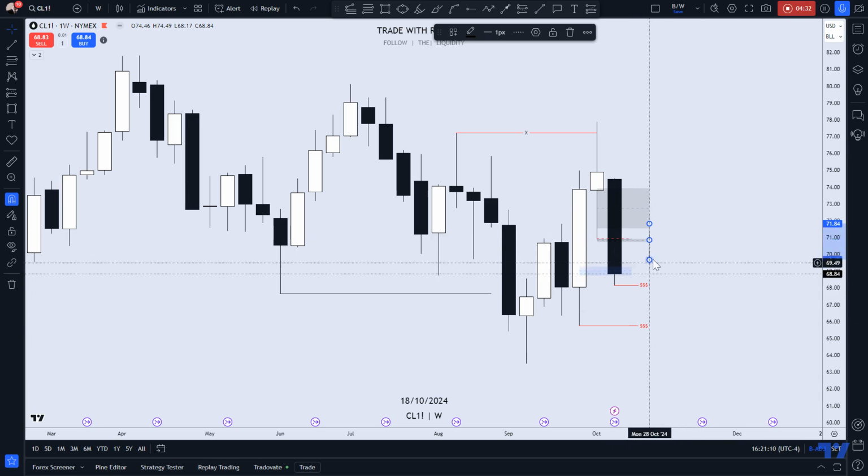It may head down there, but it may chop down there the way this chopped up here until this point.